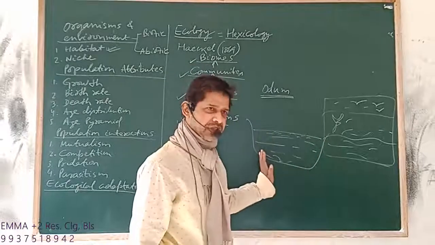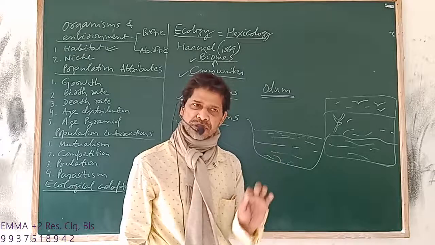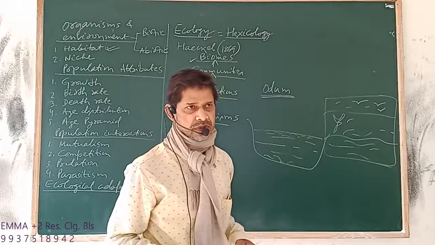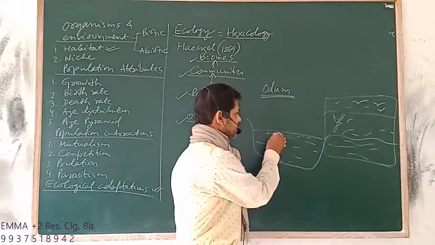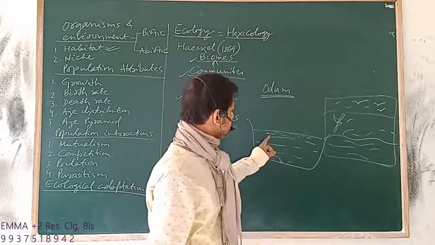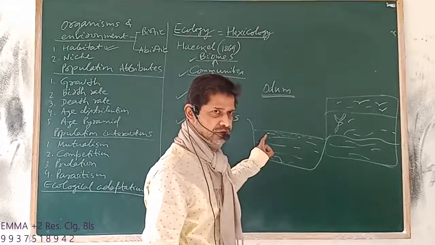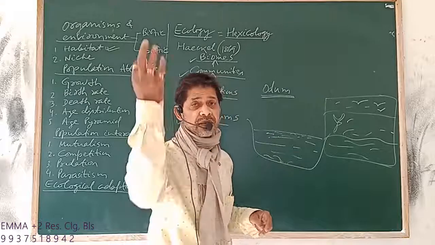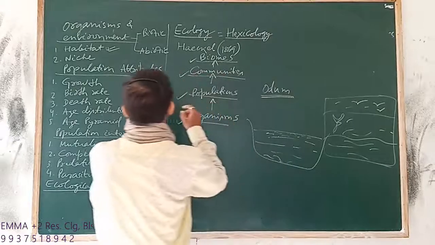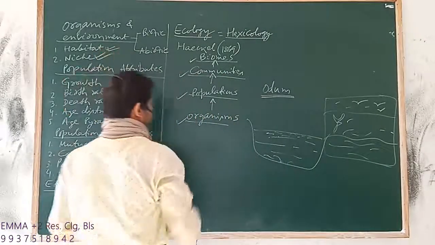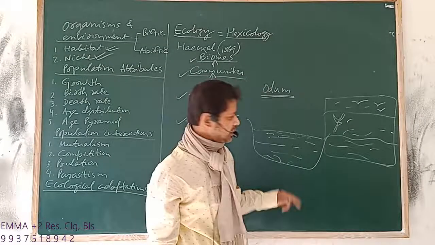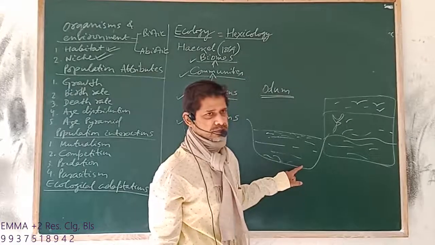So in that habitat, every organism does some ecological role, that is the profession. Suppose phytoplankton. What is their role? Photosynthesis. So phytoplankton prefer surface water because they have to trap sunlight. So niche is the profession of the organism. Decomposers prefer the bottom portion.